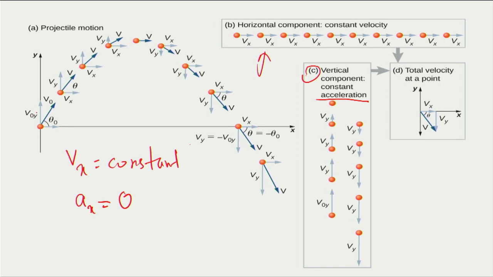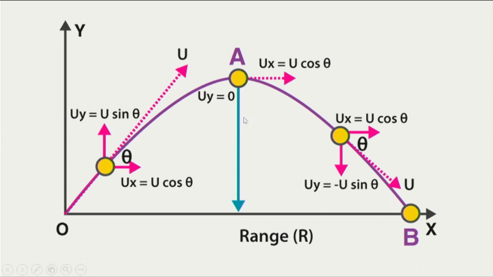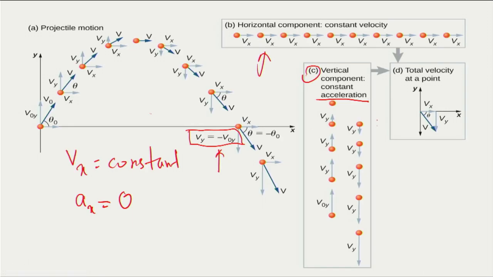If you look at here, the value of Vy equals the value of the initial velocity. It has the same magnitude but in the opposite direction, because of this sign. So basically, this is the total velocity at a point which has been resolved. This is the diagram for this one.